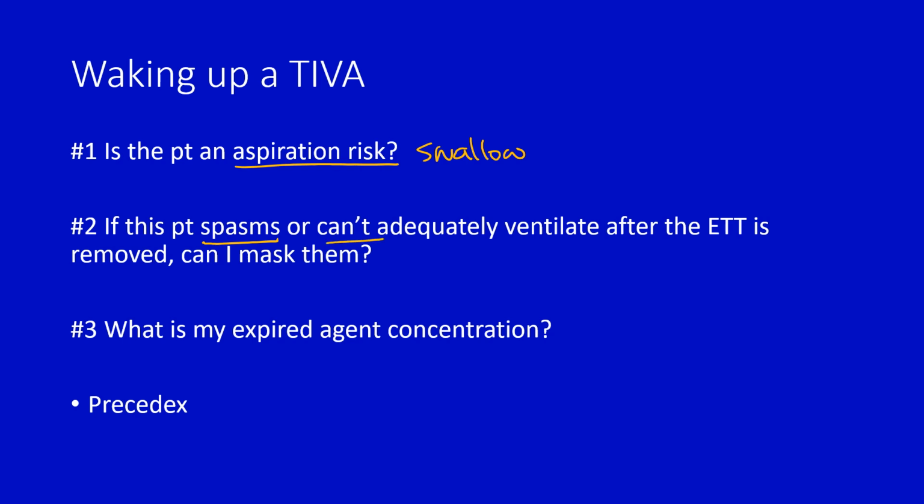Second question, if the patient spasms or is inadequately ventilating after the tube is removed, can I mask them? If the answer is yes, I go on to the third question. If the answer is no, I wait until the patient wakes up to a level where I know they'll be able to protect their airway and they're unlikely to spasm. Third question, where is my gas at? If it's at 0.2 expired, they've likely gone through stage 2 and I can remove the ET tube safely. I check the pupils. If they're centered and the expired gas is at 0.2, then I go ahead and remove the tube. Again, this is a general rule.